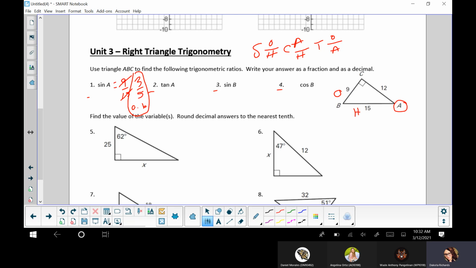And all you're doing for 2, 3, and 4 is finding what those ratios are. You can express it as a fraction or as a decimal.